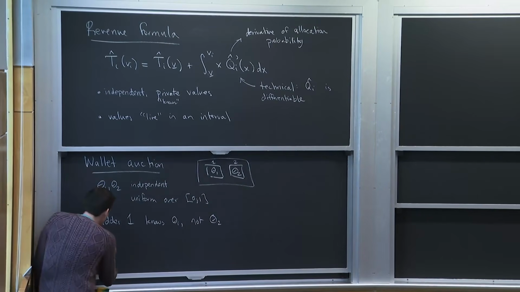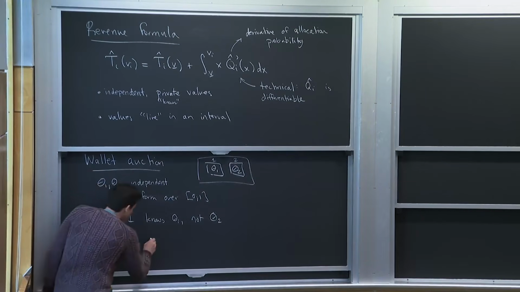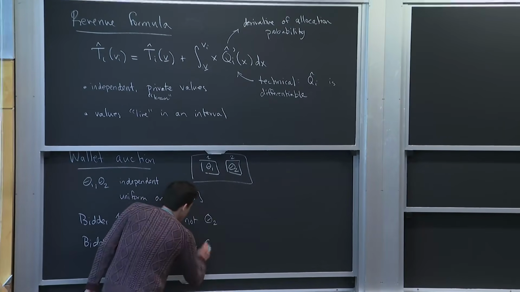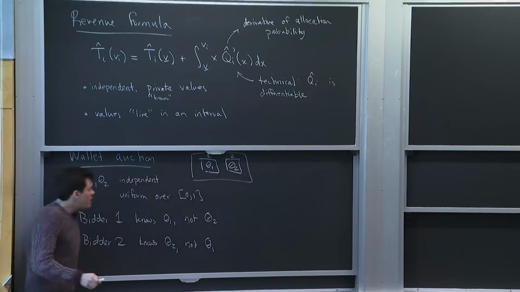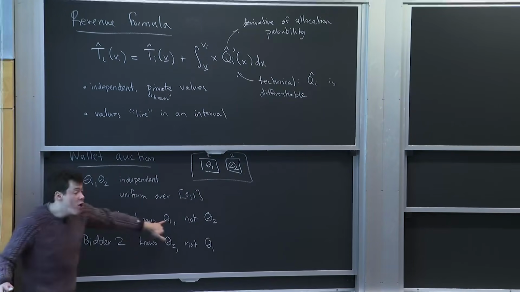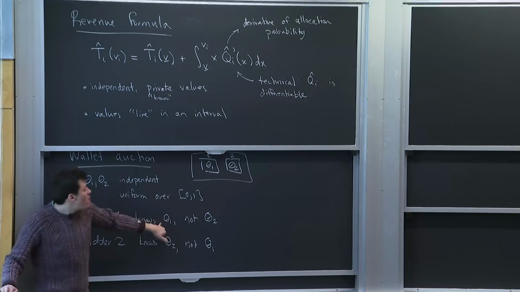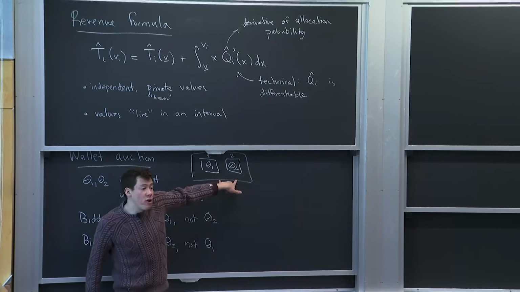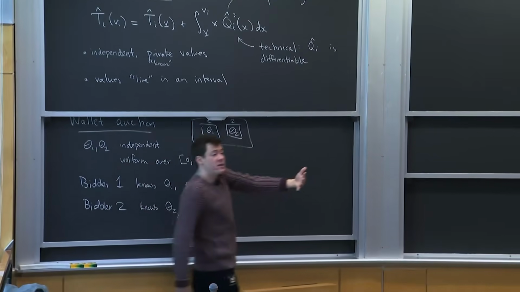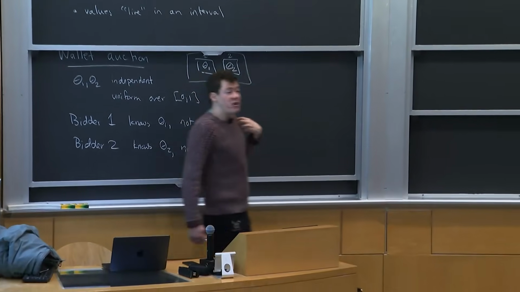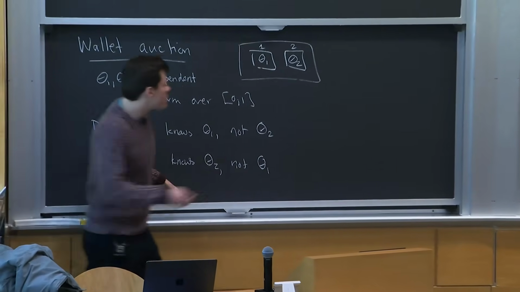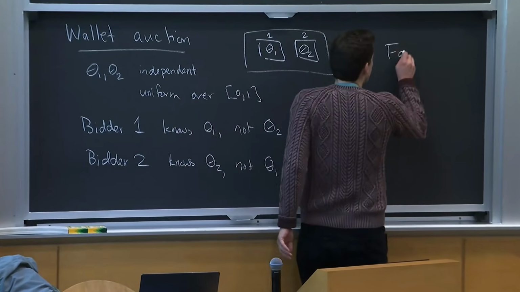And symmetrically, bidder 2 knows theta 2, but not theta 1. Now, why is this not a setting of private values? Well, I do know something. I know theta 1. I know what's in my wallet. But I don't know the joint value of our two wallets. And more specifically, something the other player knows is relevant for my valuation of the bowl, of the item. So maybe I'll say here, it's a failure of private values.